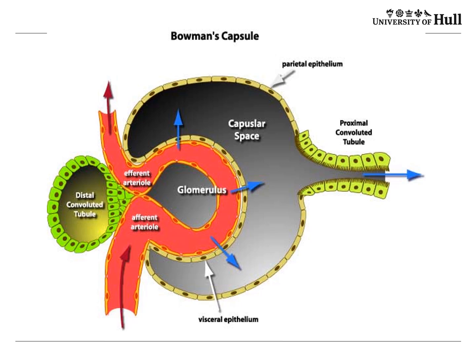In red is the blood vessel forming the glomerulus, with an afferent arteriole taking blood into the Bowman's capsule and an efferent arteriole taking blood away, and you can see represented by the blue arrows the direction in which fluid moves.